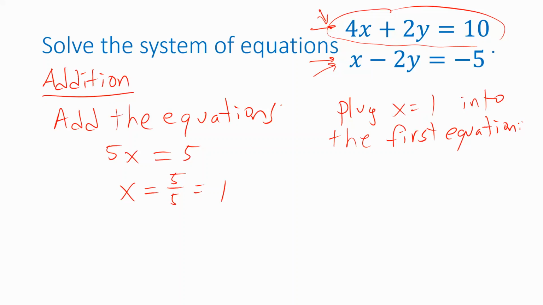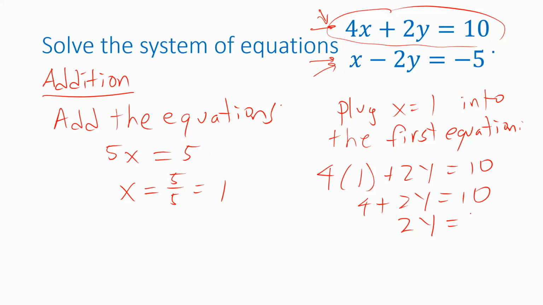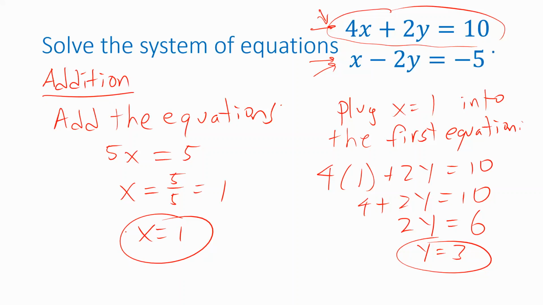What does that give us? Well, 4 times 1 plus 2y equals 10. So this is 4 plus 2y equals 10. Subtract 4 from both sides, and you get 6. Divide both sides by 2, and you get 3. So y is 3, and earlier we saw x is 1. And that's the same exact set of values we got using the other approach. So you can use either method here.